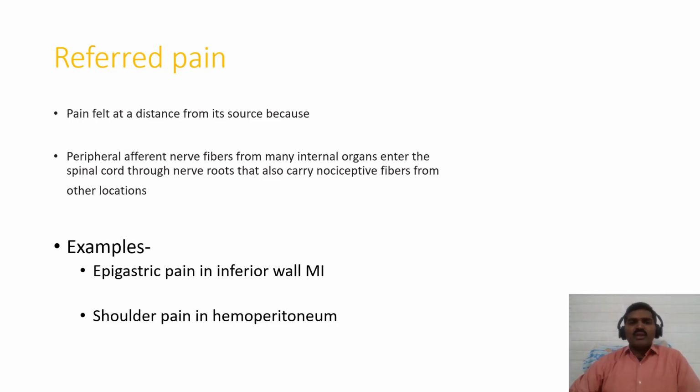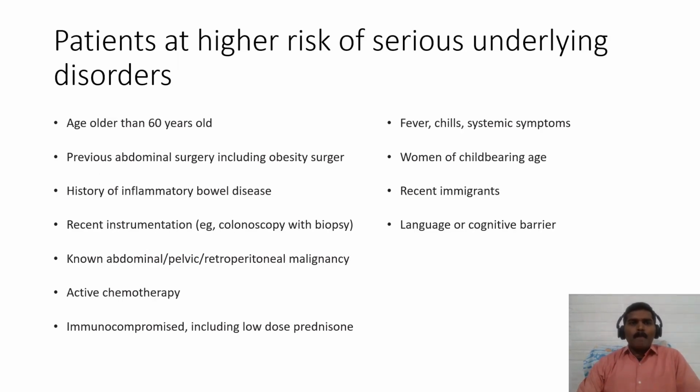Certain patients are at higher risk of developing serious underlying disorders, and certain patients are at lower risk. The patients who are at higher risk for having a serious disorder when they are presenting with abdominal pain include age older than 60 years. The pain will be inappropriate to the clinical presentation.